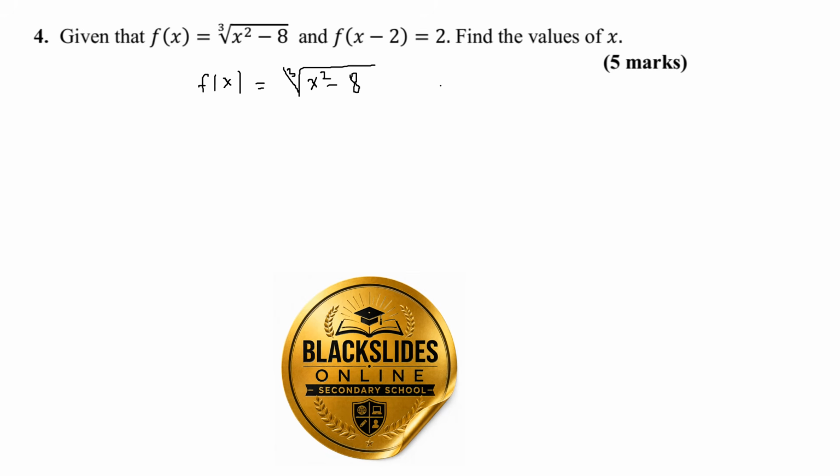And we are told also that f of x minus 2 is equal to 2. What this means essentially is that if we put here where there is x, put x minus 2, the expression is going to be equal to 2. That's what that means. So let's do that.